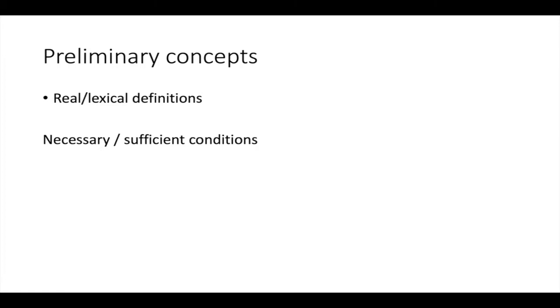Even though it's necessary, being an animal is necessary for being a dog. It's not sufficient for being a dog. Now, is being a dog sufficient for being an animal? Yes, because once you're a dog, you've made it. You count as an animal. You get to count as an animal. Okay, so those are necessary and sufficient conditions.